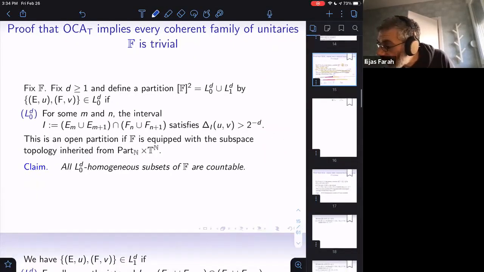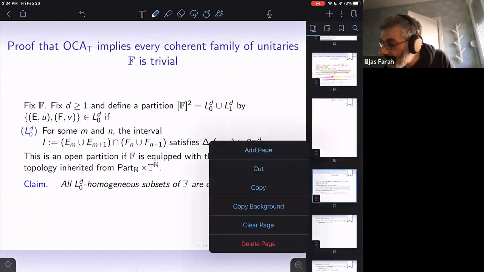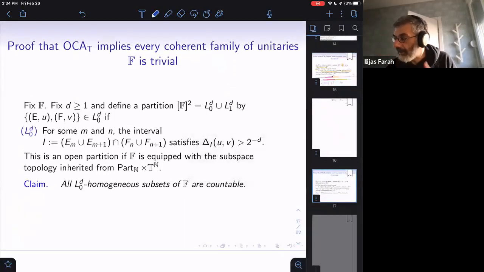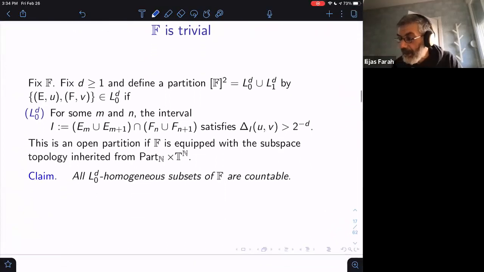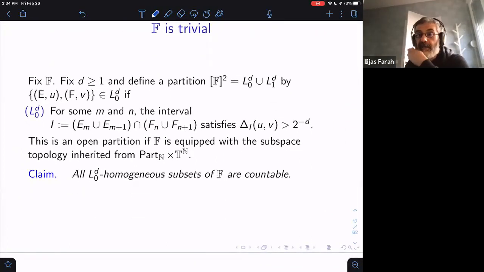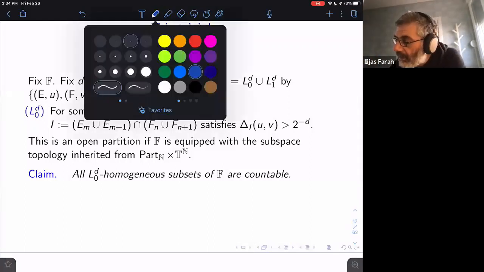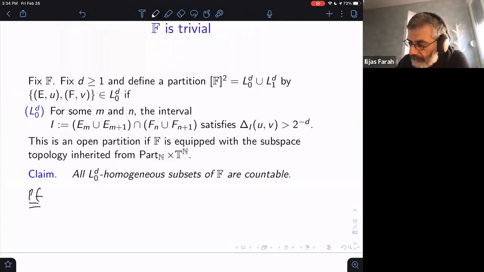Now this time I think if I press here, yes, okay, I think I learned how to do this finally. All right, so this is important. Remember, OCA tells us that if all zero homogeneous sets are countable, then something interesting happens. So let's try to prove this. So assume otherwise.